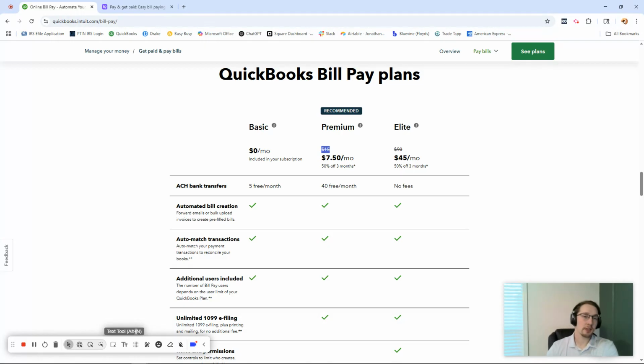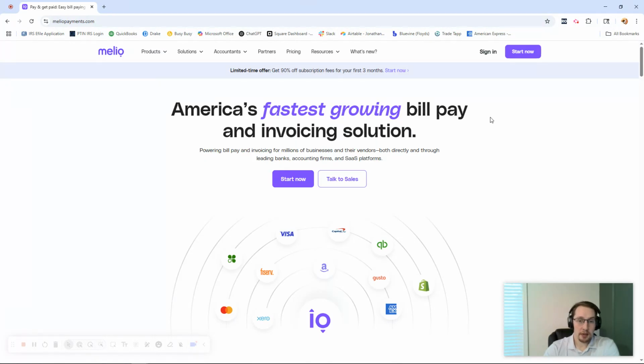But let me tell you who else integrates seamlessly with QuickBooks, and that is Melio. Melio is a new kid on the block. I think they were established in 2018 or 2019, and they have come to play ball and dethrone some of these traditional larger payment platforms like Bill.com or Ramp. And they do that by offering pretty attractive services.